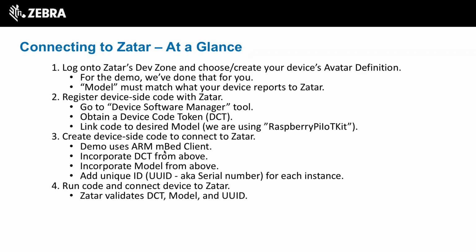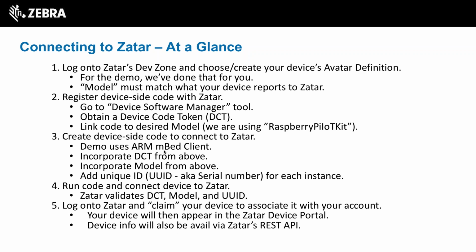In this case, we are using Raspberry Pi IoT Kit as the model name, but you can create whatever model name you want. And the third is the UUID, or serial number, which uniquely identifies that particular instance of hardware. Those 3 things get validated when your code connects to Zatar, and if they're not all right, Zatar essentially ignores the device.